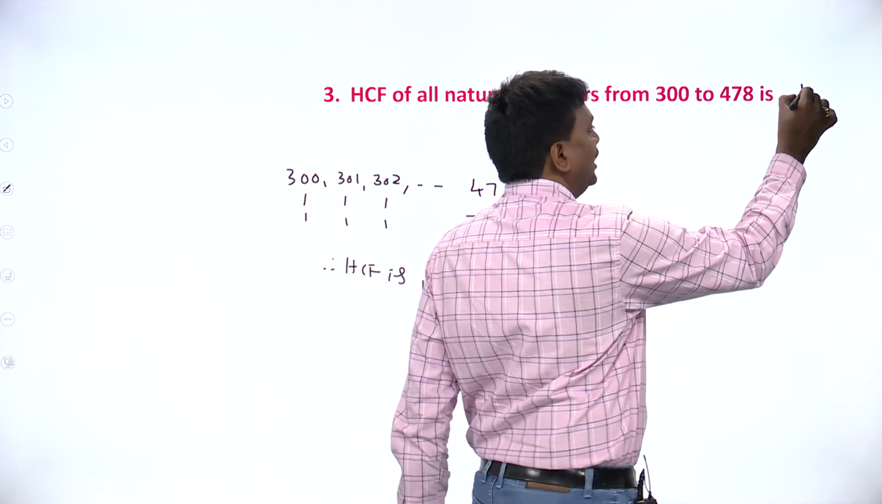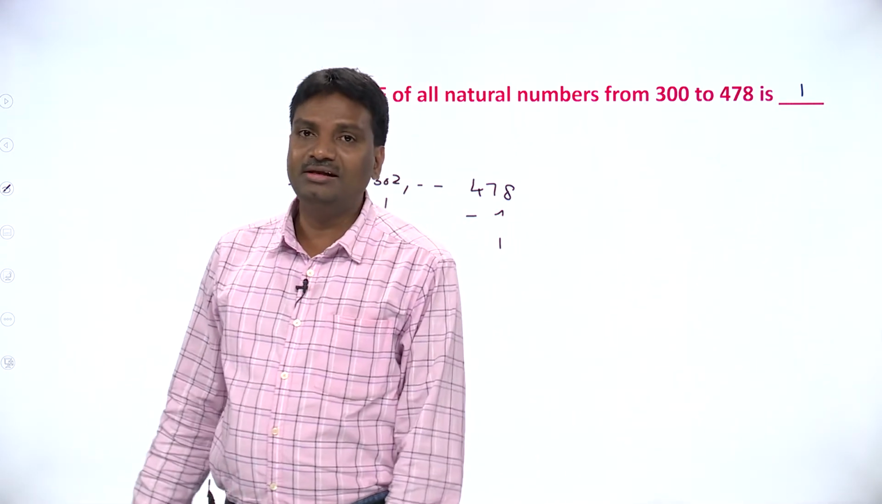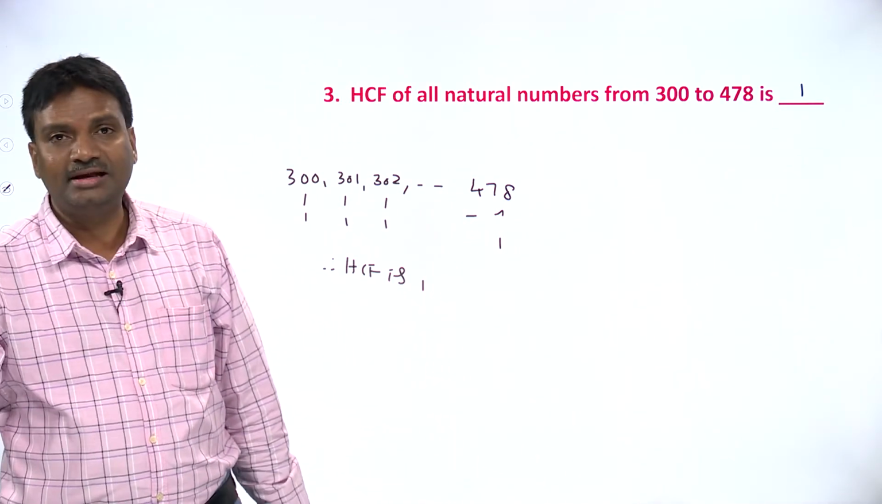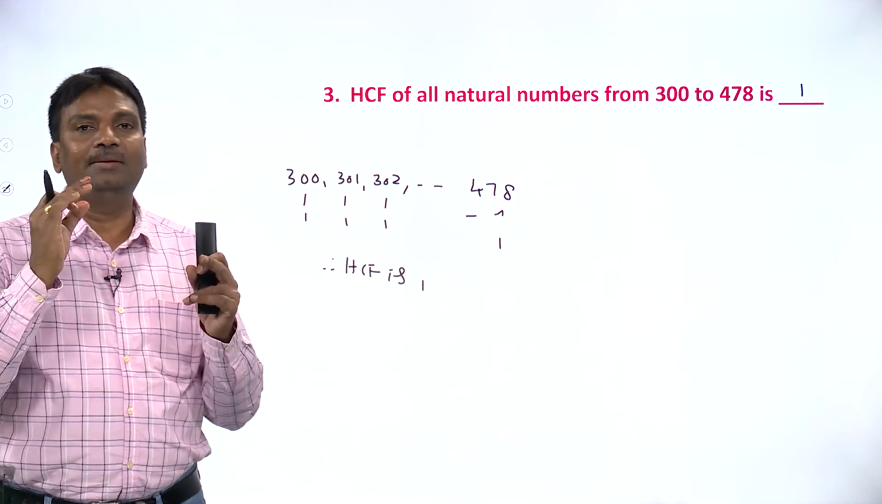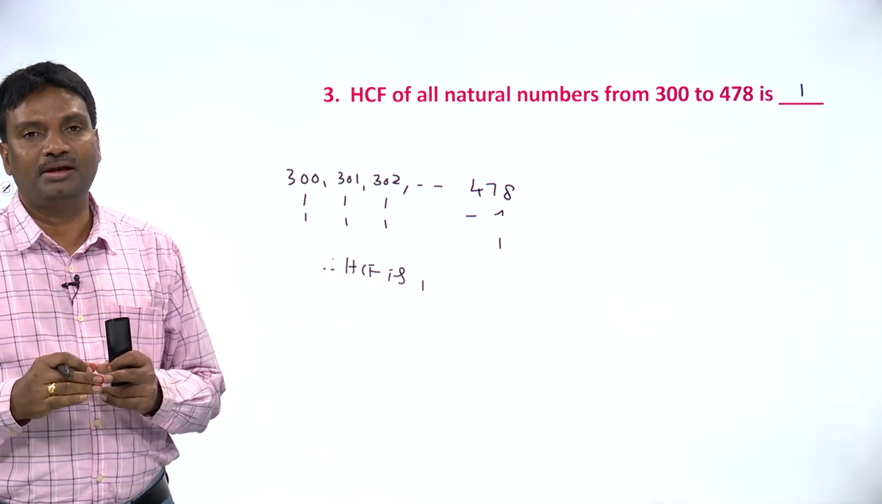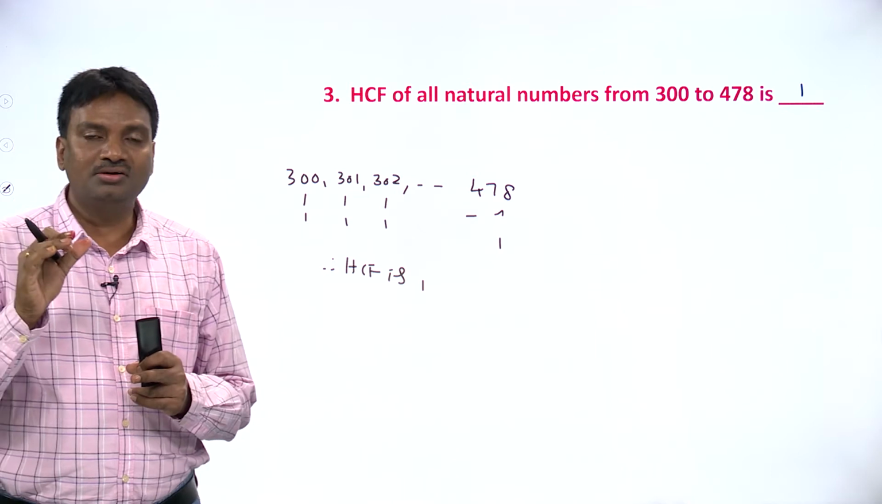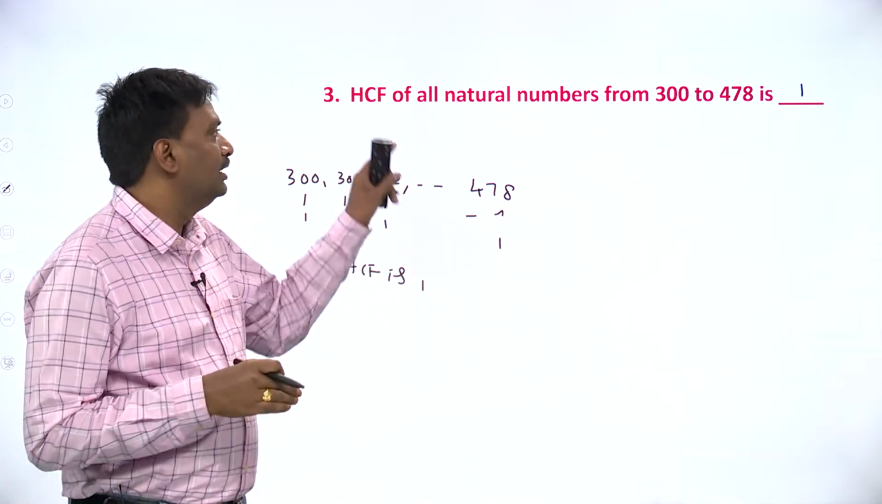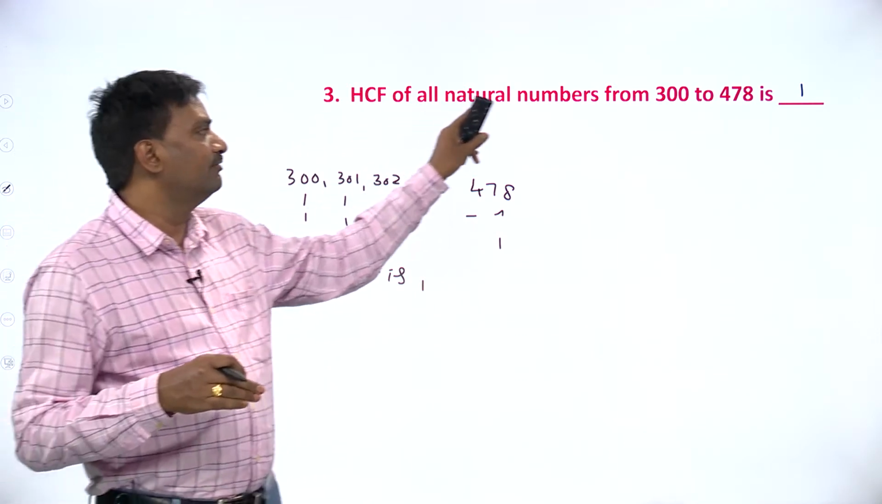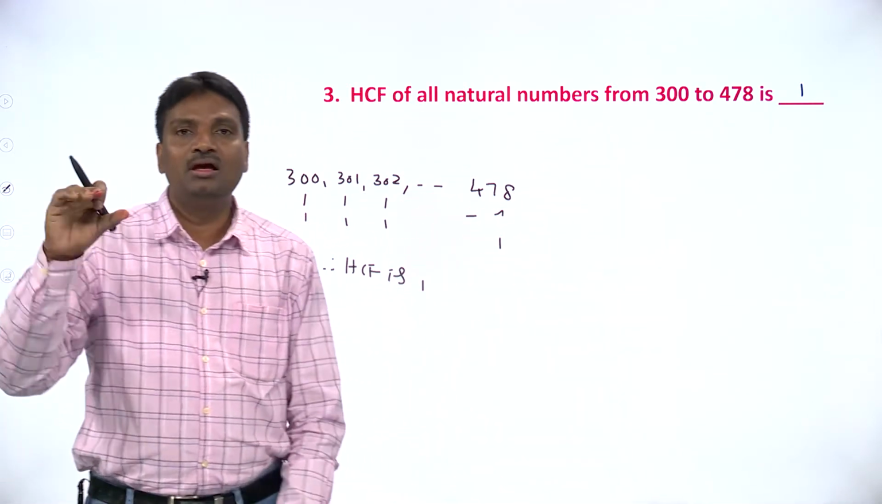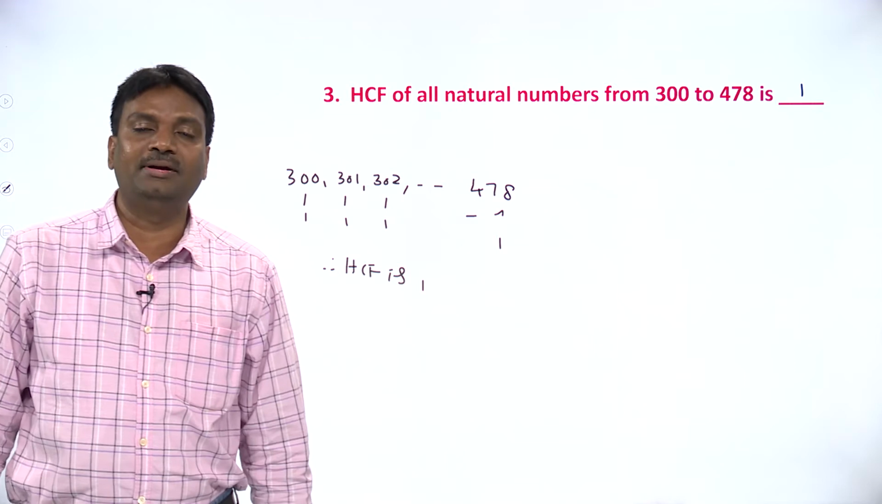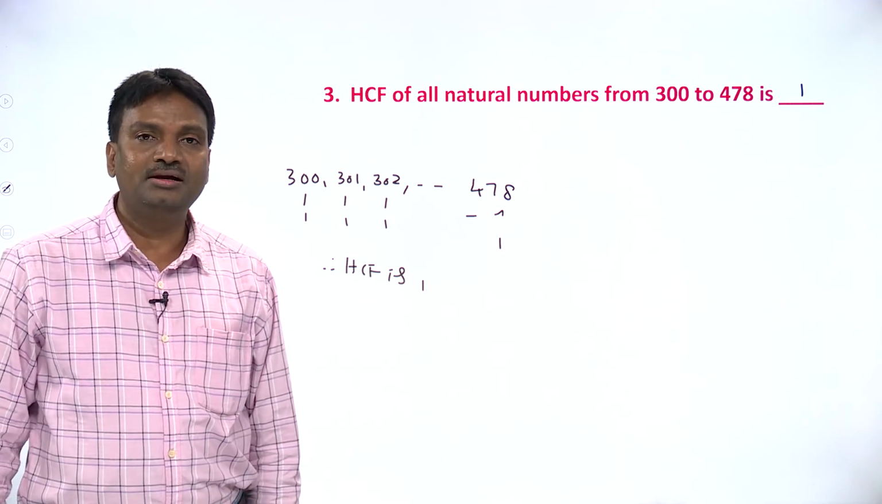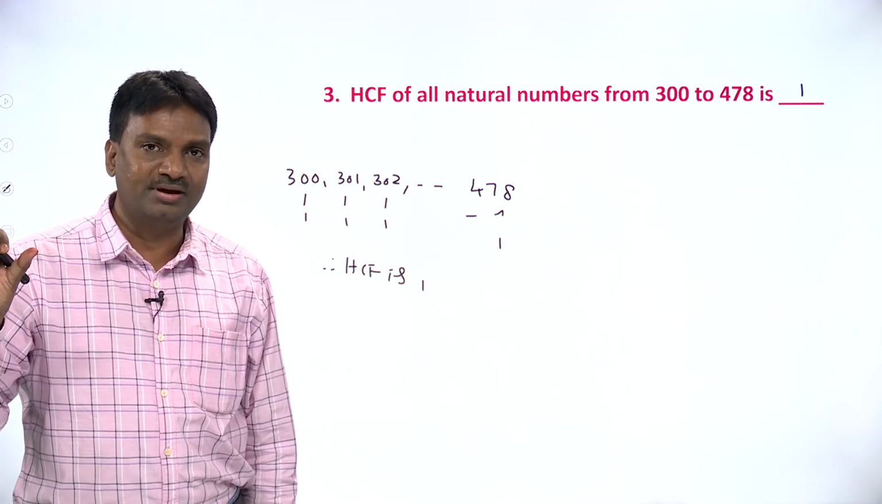Clearly, 1 is an integer that lies in the interval from 1 to 9. So, we must get the answer as an integer from 1 to 9 by solving the given problem. The problem is given as the HCF of all natural numbers from 300 to 478. From 300 to 478, so many numbers are there.